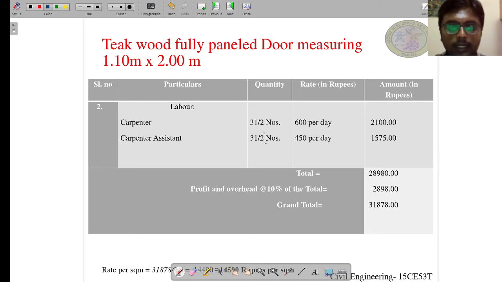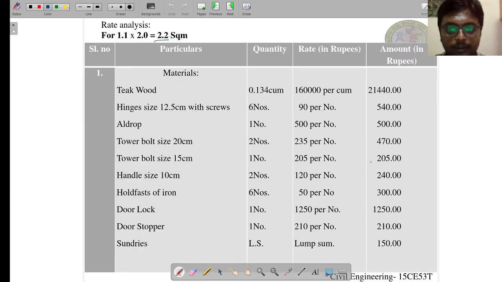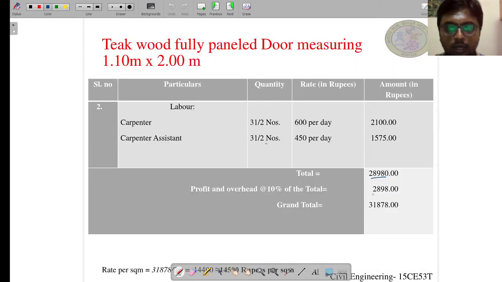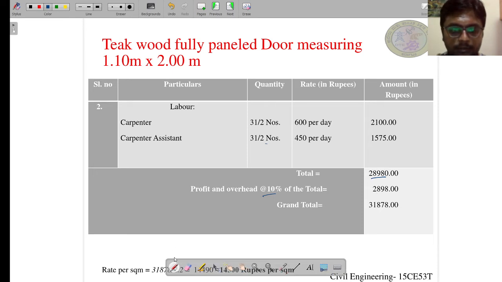So after tabulating the materials and the labor, we finally work out the total cost required to do the rate analysis. So after that, we give a profit and overhead of 10% for the contractor, which is 2,898, and the total becomes 31,878.